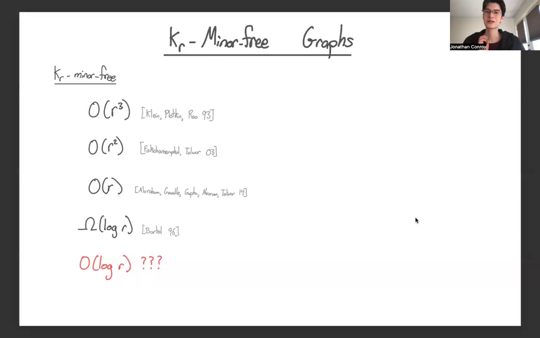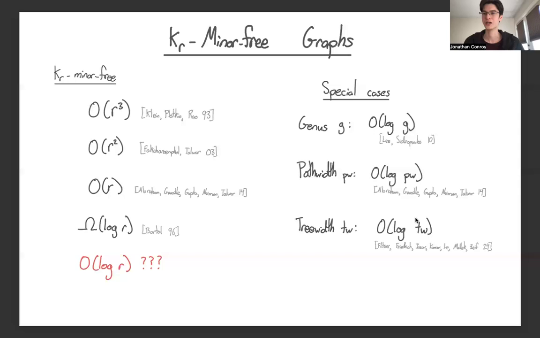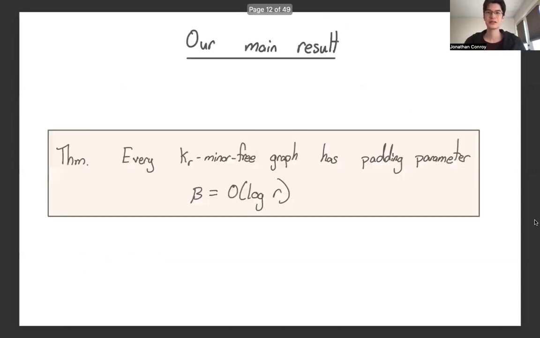So the lower bound for expanders implies a log R lower bound for minor free graphs. So for various special classes of minor free graphs, people were able to show this log padding parameter, in particular for bounded genus graphs, bounded path width graphs, and very recently for bounded tree width graphs. Padding parameter was shown to be log in the parameter of interest. These are all special cases of minor free graphs. And in this work, we show that every K_R minor free graph has padding parameter log R.